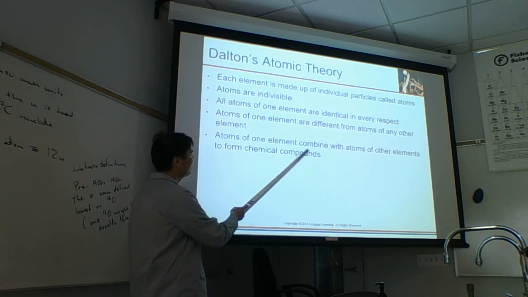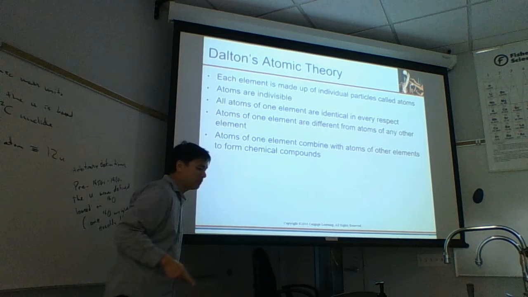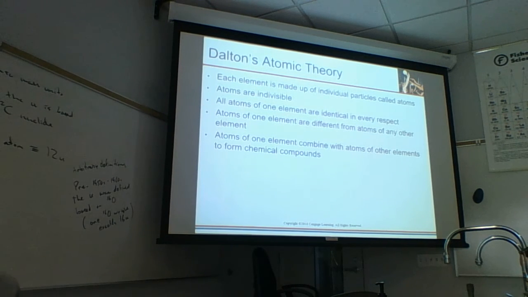Atoms of one element combine with atoms of other elements to form chemical compounds. So compounds are two or more elements. They are not mixtures. These are actual chemical combinations, that is, they have fixed ratios, fixed composition. You don't really have to memorize each of these points. Just have the general feel for Dalton's atomic theory.